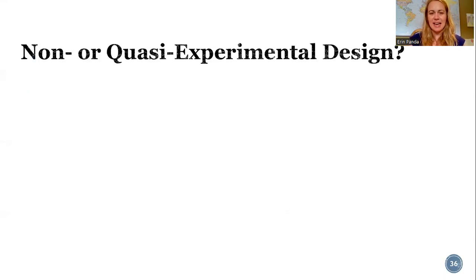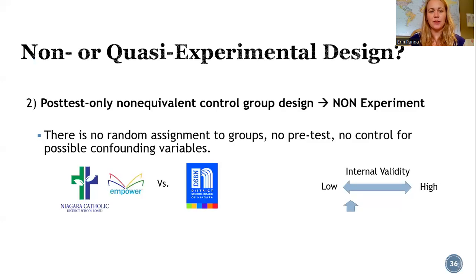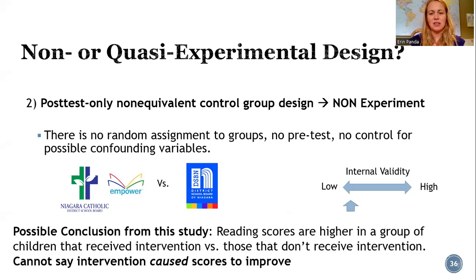So this kind of design, post-test only non-equivalent control group design, is an example of a non-experiment. There's no random assignment to groups. There's no pretest, no control for possible confounding variables. We're just measuring reading outcomes in June in these two groups. We really have no way of knowing if the Niagara Catholic board is better, whether it's because of the intervention.